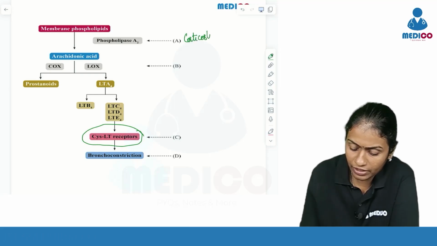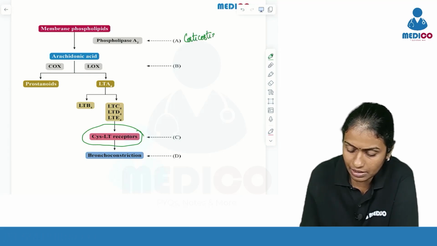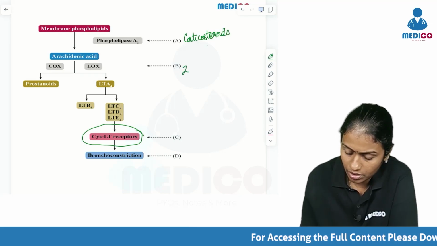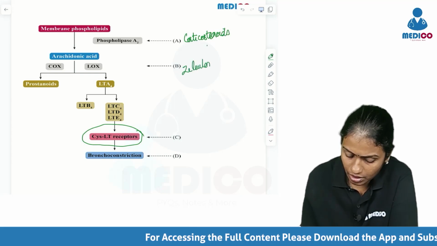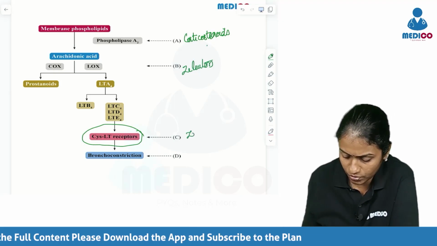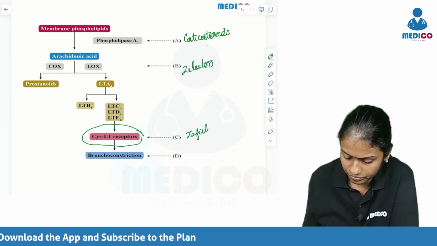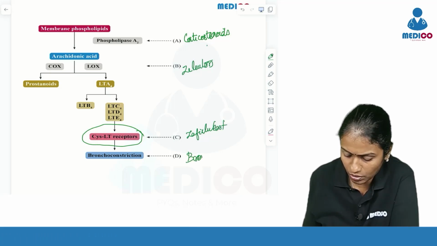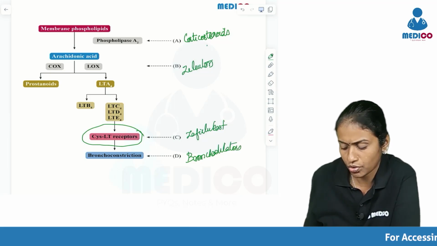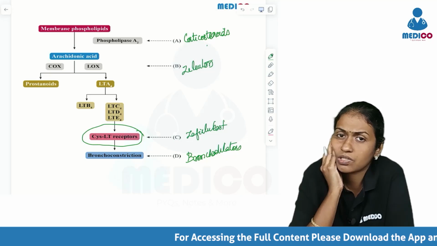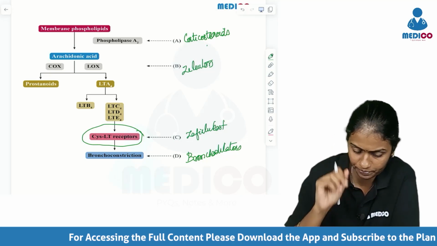Then you have lipoxygenase inhibitors like zileuton. Then you have the receptor antagonists like zafirlukast. And at the level of bronchoconstriction, you have various bronchodilators, which include your sympathomimetic agents, anticholinergic agents, and theophylline group.